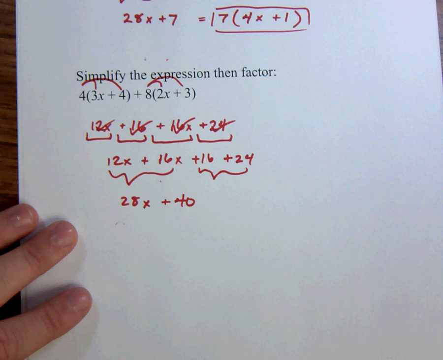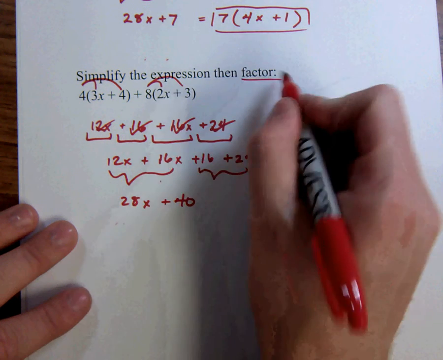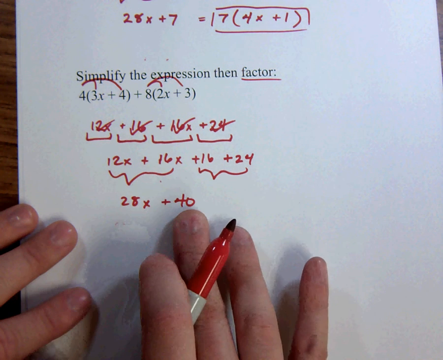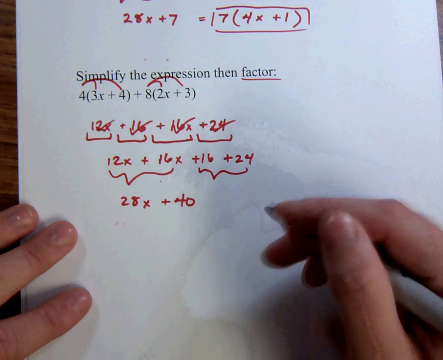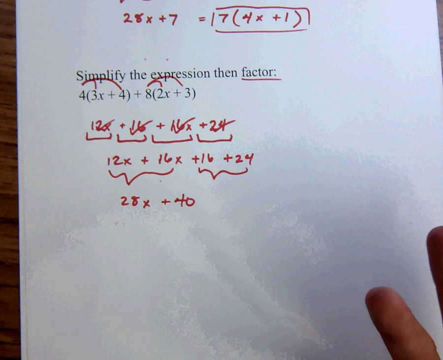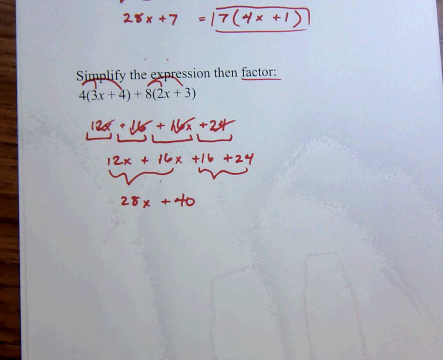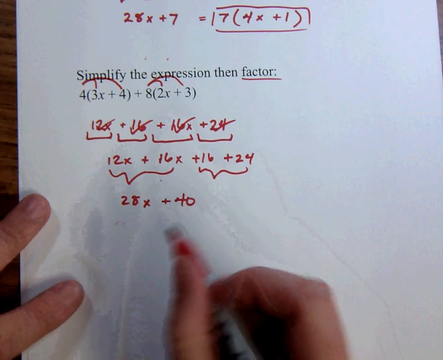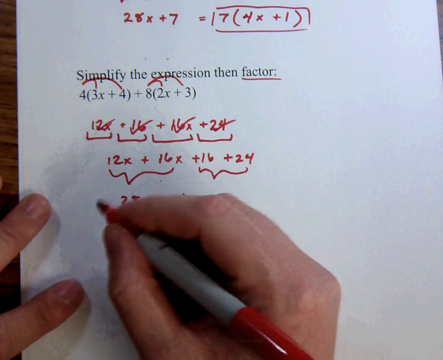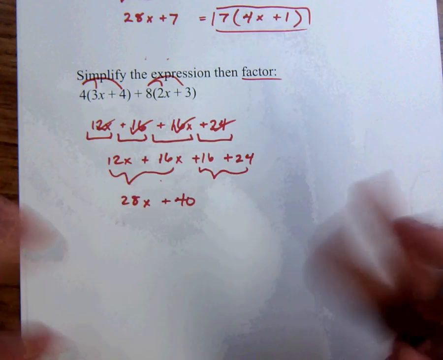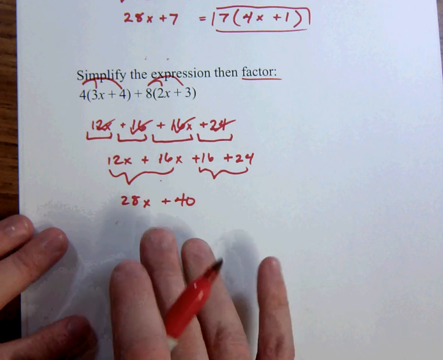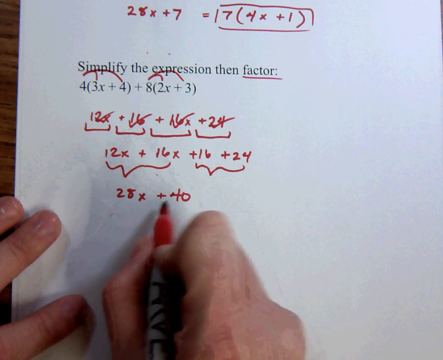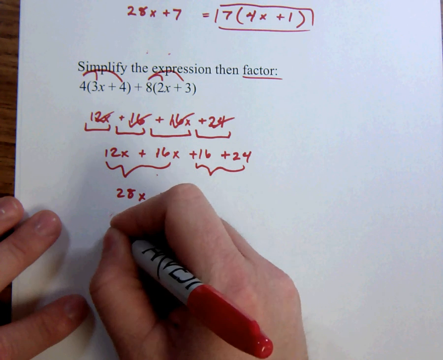So from here, I still have to factor. So the GCF of 28 and 40. Well, I know 28 has factors 2, 4, 7, 14, 28. 40 has 2, 4, 5, 8, 10. I believe the largest common one is 4, and well, I know the largest one is 4. But I want to give you an example of if you didn't know that. Say you notice that they're both even. You could say, well, let's do 2.